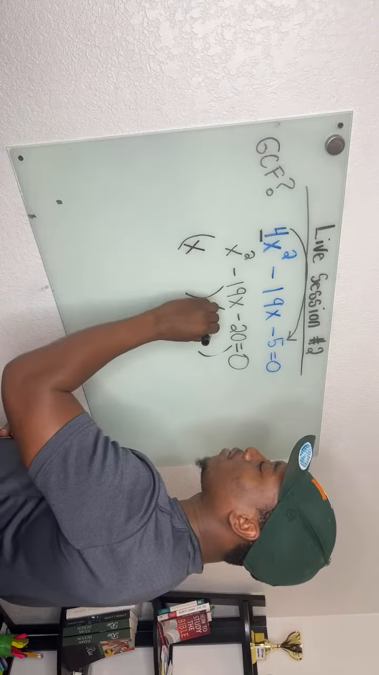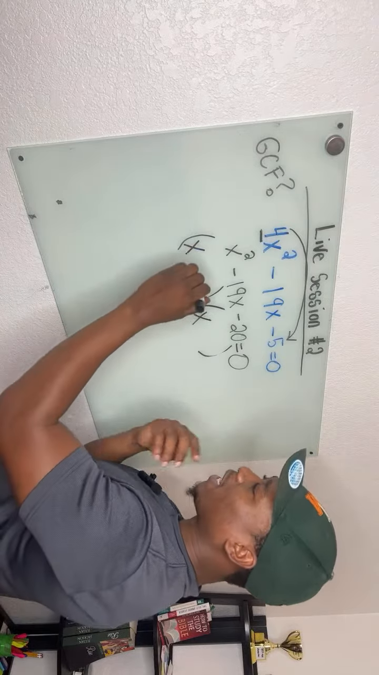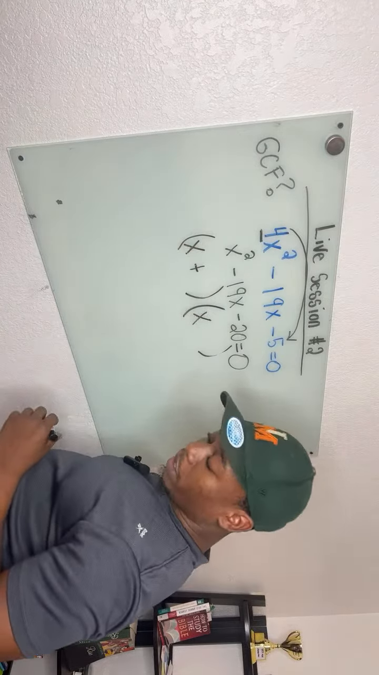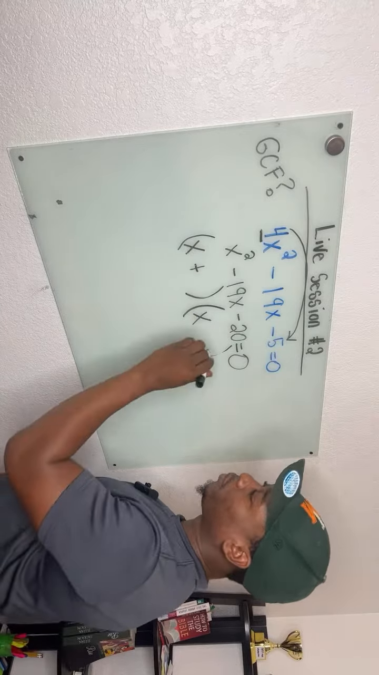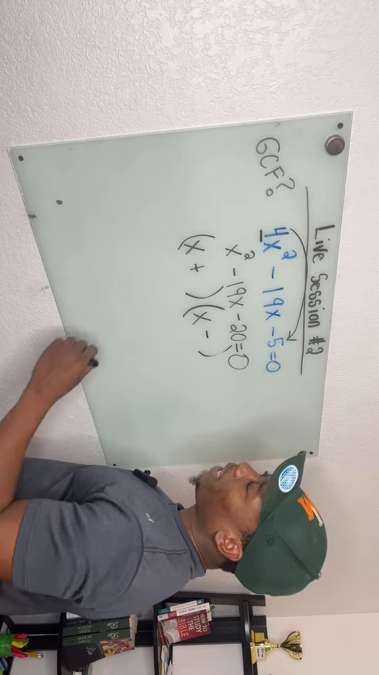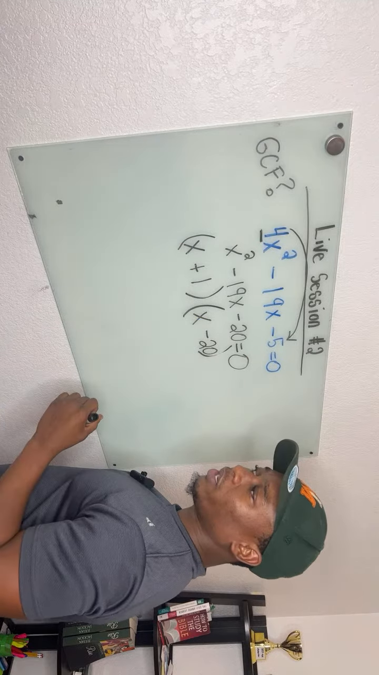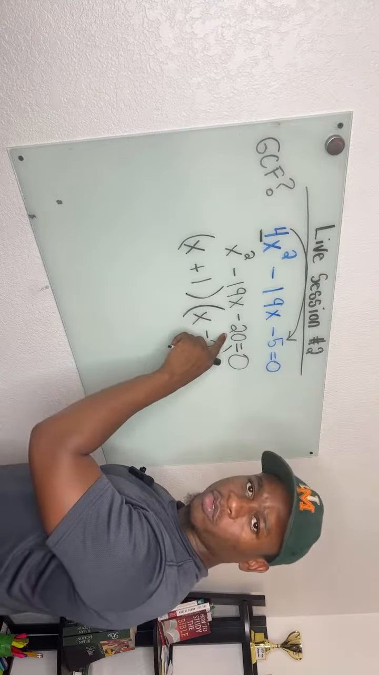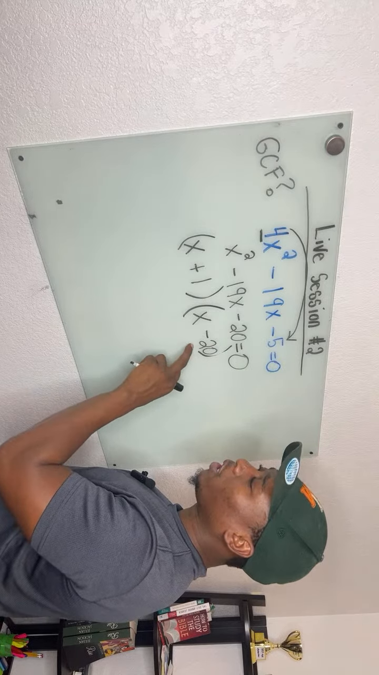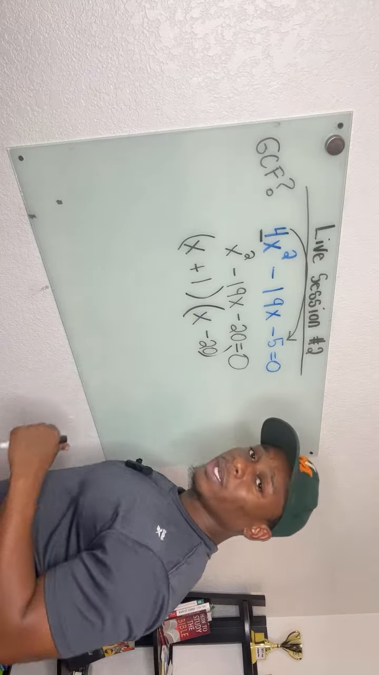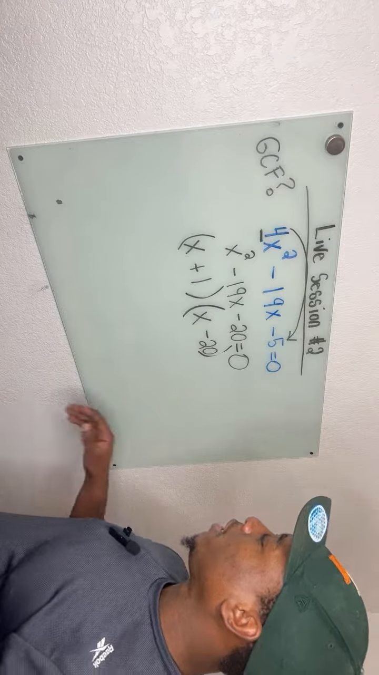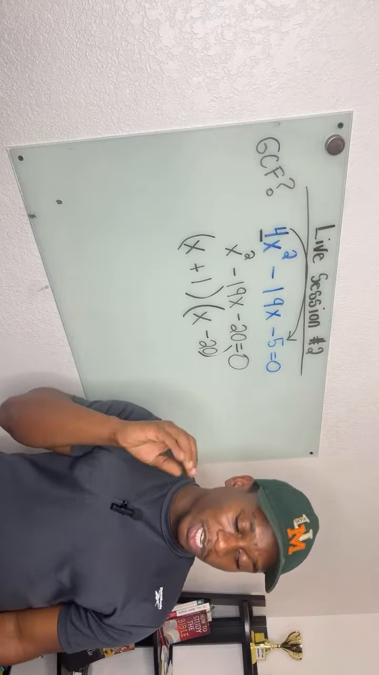So I'm going to put x in both of these. And I know my signs are more than likely going to have to be the opposite of each other. So we're going to have x plus 1, x minus 20. When we multiply, we'll get negative 20. And when we add negative 20 and positive 1, we're going to get negative 19. Now that's not necessarily the challenging part.